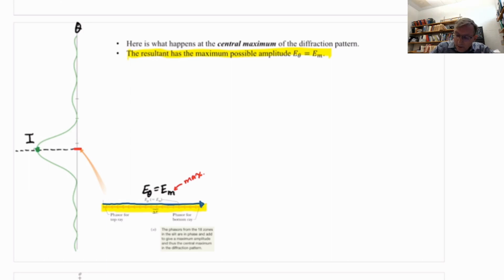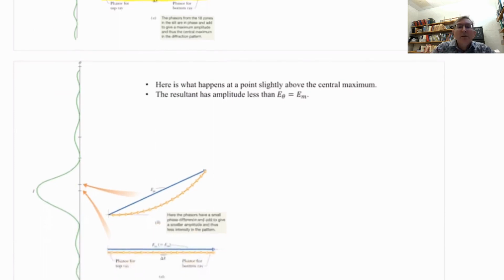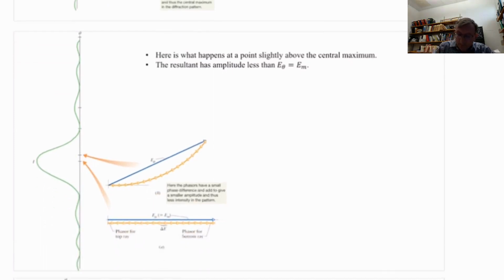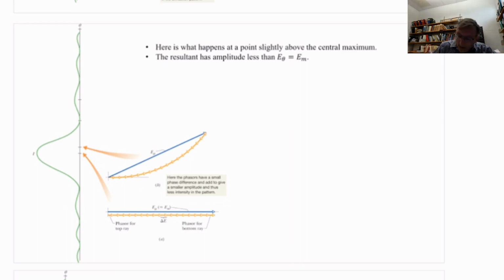Now we're going to consider a point on the viewing screen slightly above the central maximum. And we want to figure out, using phasors, what kind of resultant amplitude we're going to get. Okay? So here's what happens at a point slightly above the central maximum. Similar kind of picture, but now we're talking about this point on the viewing screen.